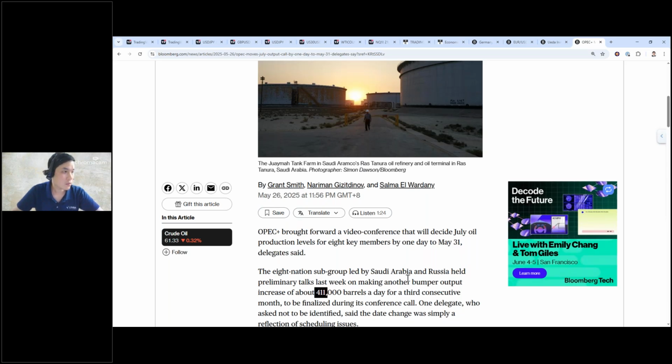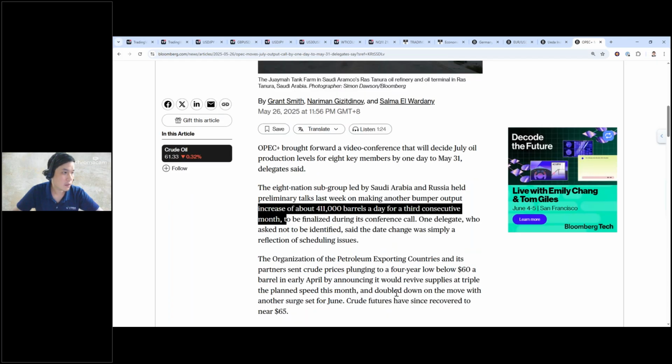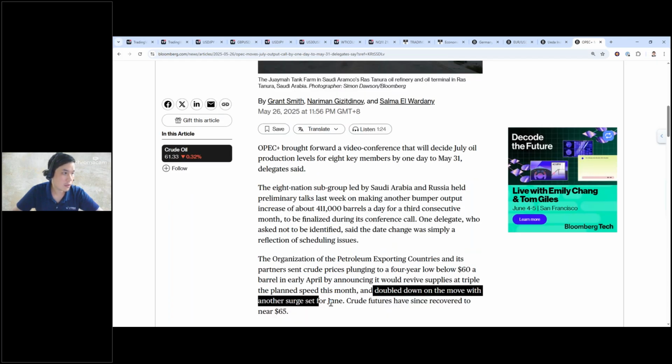All right, so there's this 8-nation subgroup led by Saudi Arabia held preliminary talks last week on making another bumper output increase about 411K barrels per day for the third consecutive month. And this is to be finalized during its conference call. So this conference call was earlier on Sunday, and they decided to push 1 day ahead to this Saturday. So that also creating a bit of negative feedback loop on the oil price, as it's double down on the move with another surge set for June.